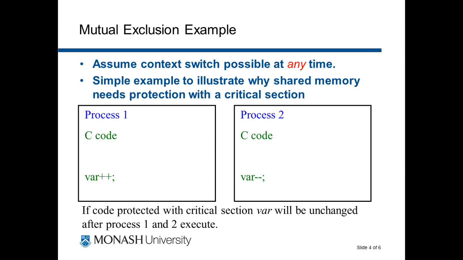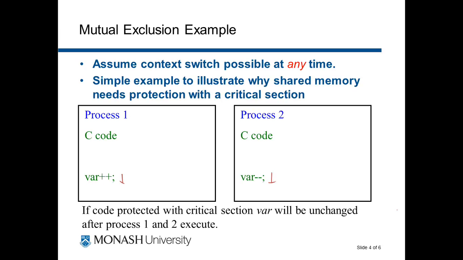That's your classical example. It's worth considering that it can happen at a much finer level because it can happen at any time. So imagine I've got this simple code with 2 processes. The first one is just C. All I do is increment a variable. And the second one, I decrement a variable.